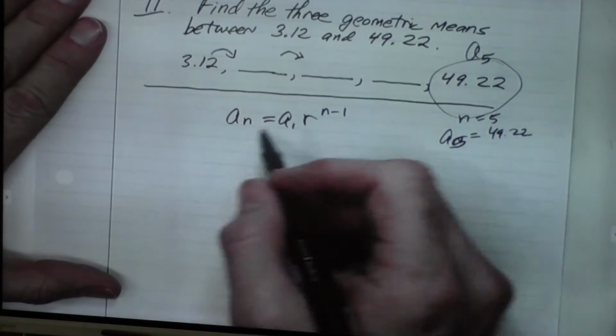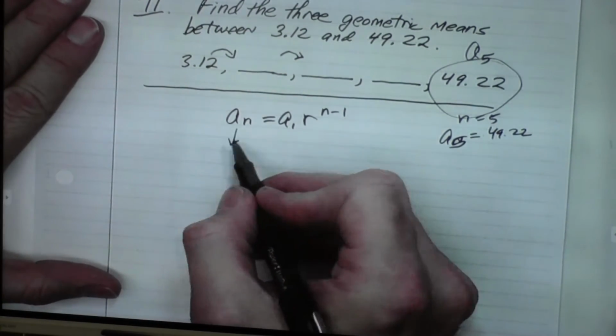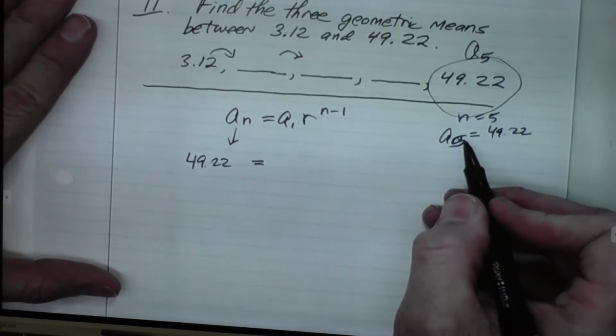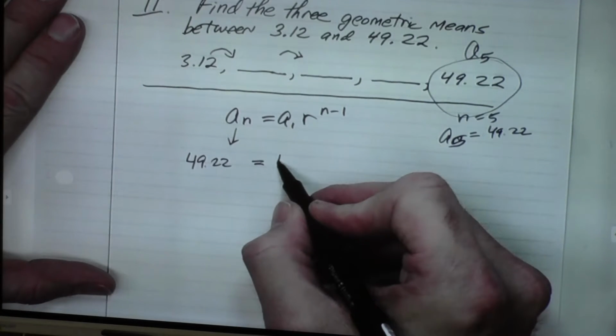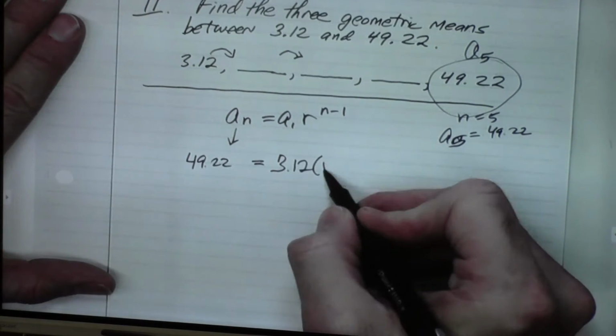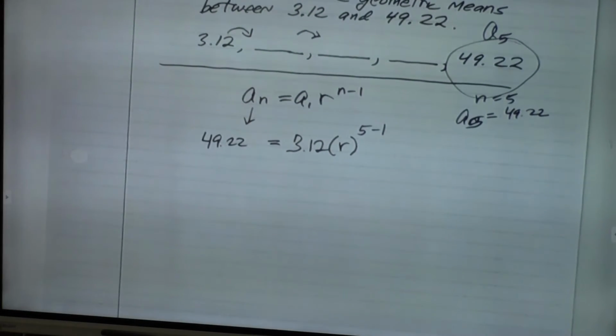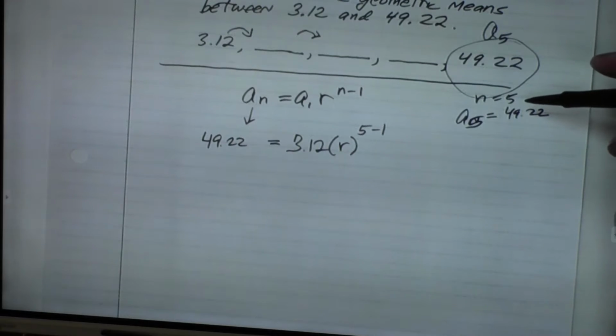So let's do that. For an, 49.22, the amount of the 5th term, is equal to the amount of the first term times r raised to the power of 5 minus 1. So I just simply used a point. I was basically given a point. This is like when you want to solve for this in the slope-intercept form. You have the slope and you have a point, and you want to find what the y-intercept is. You plug in the x and y, and you can solve for b. That's what we're doing here in just a different way.